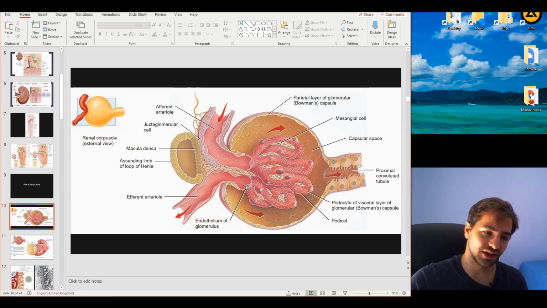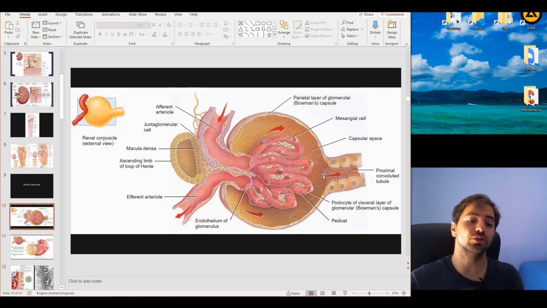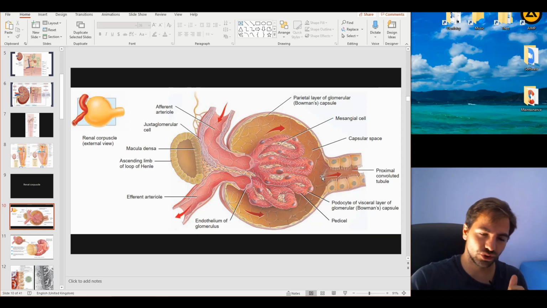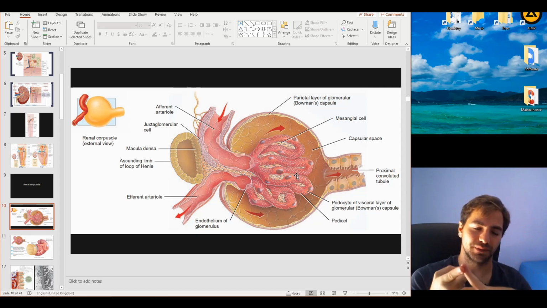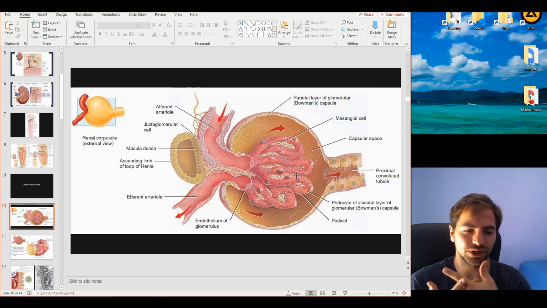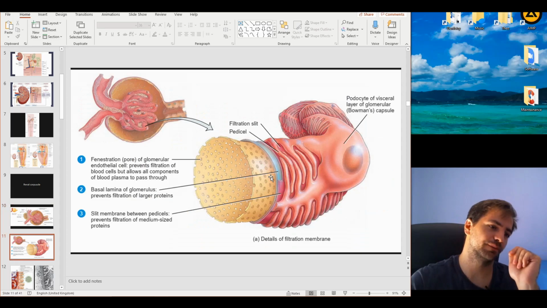So we're going to have again the vascular pole and the tubular pole, because this is the area where the vascular component is, the arterial, and the tubular is where the renal tubule starts. So the important feature is again this trifecta, this endothelial cell, basal membrane and podocyte, and exactly what its role is in this filtration. So let's check it out.